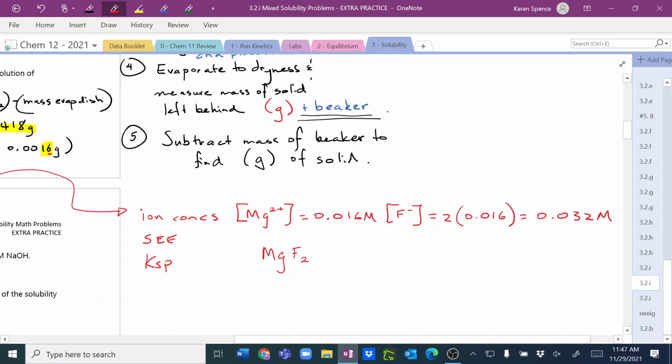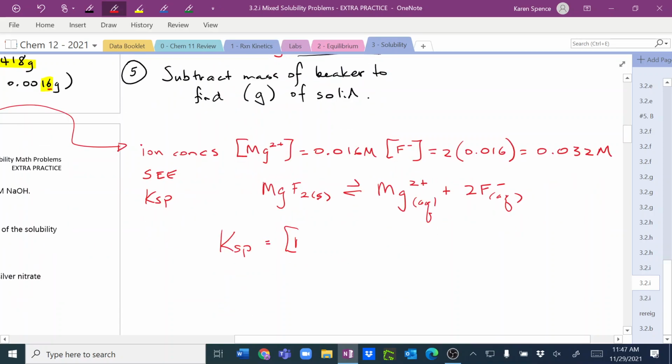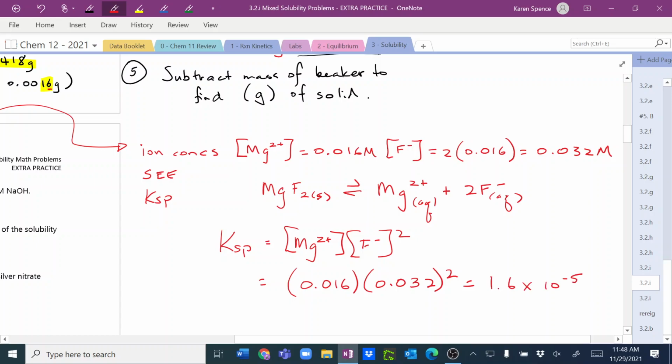Our solubility equilibrium equation. And our KSP. (1.6 times 10 to the minus 5). And we are done. Yay? Yes.